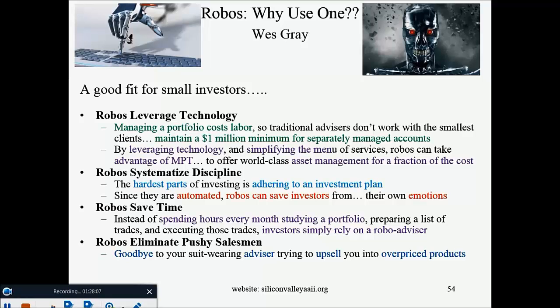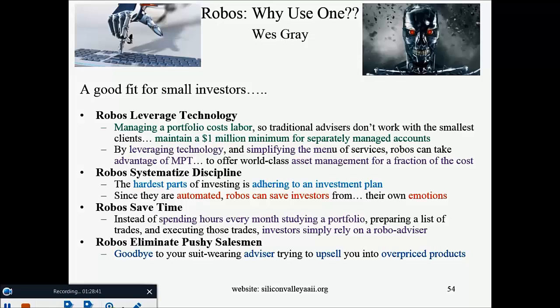Second point, they automate the discipline needed. So we've talked tonight about selling low and buying high, okay, due to emotions. And quite frankly, that's one of the hardest parts of investing, adhering to your plan. If people just adhered to their plan, they'd be much better off. But what they do is a bear market comes along, they panic and they get out, and then they don't get back in until the stocks are high again. Classic.